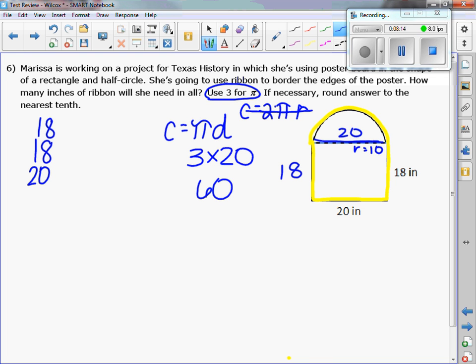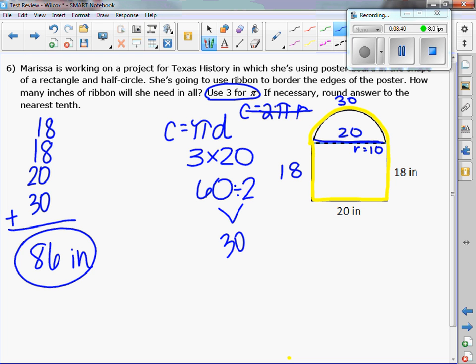Now remember, we don't have a whole circle. We only have half of a circle. So I need to take half of 60, which is 30. So 30 is the distance around I'm going to need for ribbon for the top piece of my poster board. I add that to my list of things to add up for how much ribbon will be needed. When you add all these values, you get an answer of 86 inches.